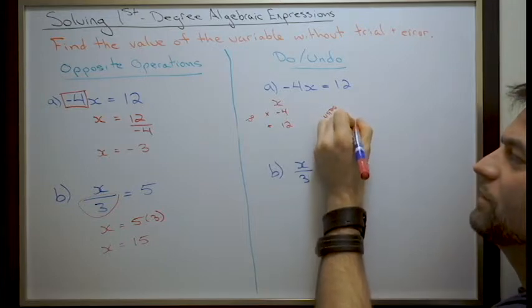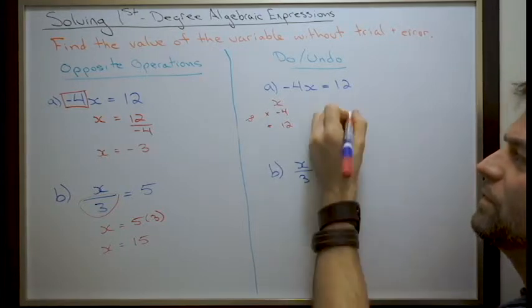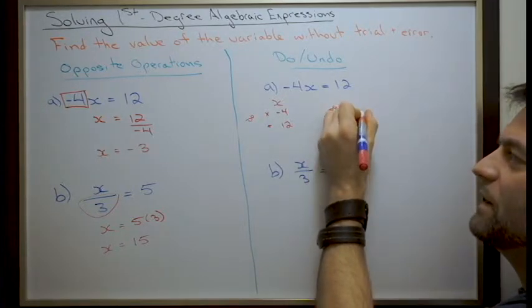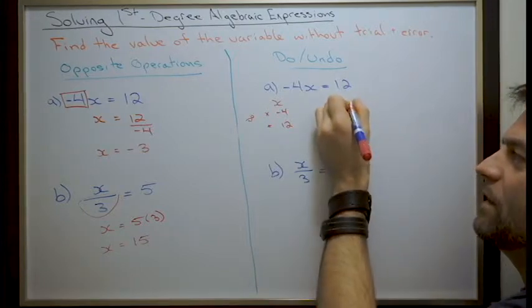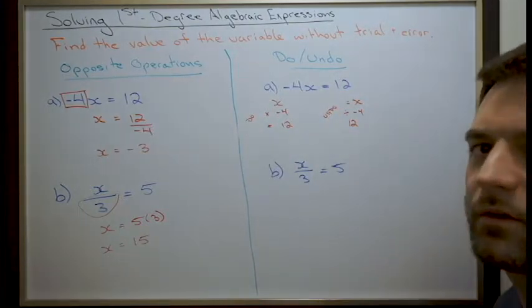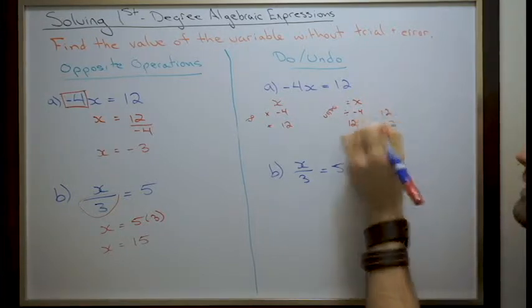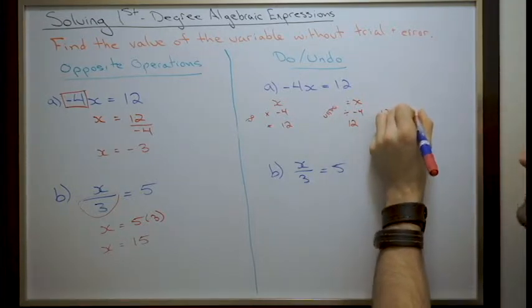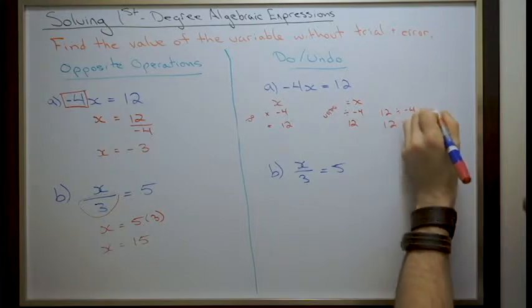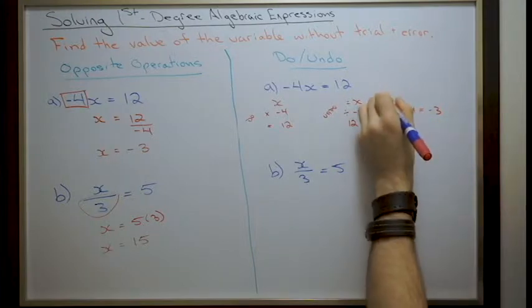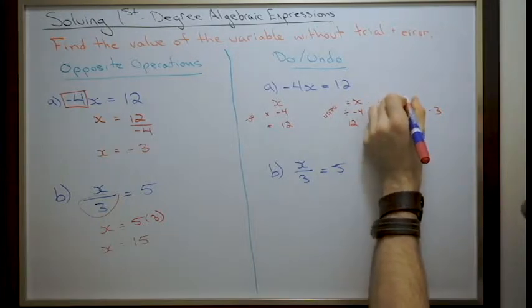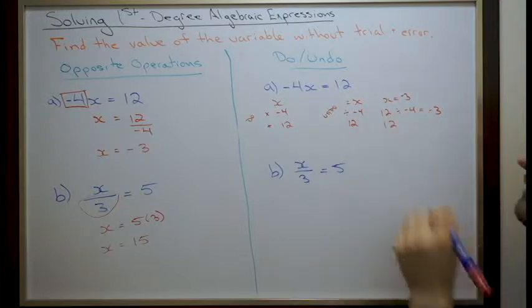So the opposite of everything to undo it, we would start with 12. We would divide by -4, and that would get us our x. So starting with 12, and then we have 12 divided by -4, which is -3, and thus our x is equal to -3.